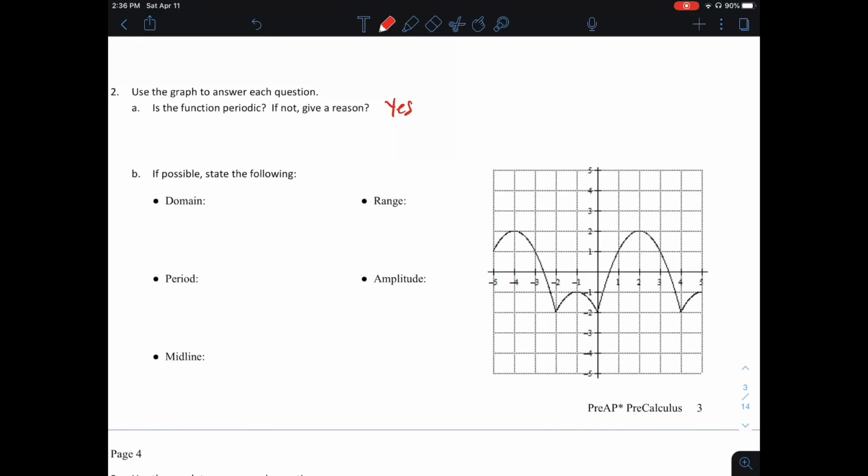What's the domain? This looks like it's going left and right forever with no points missing. It's continuous. So it's all real numbers, or we could say negative infinity to infinity. What is the range for this? It goes as low as -2, and it goes as high as +2, and it includes those numbers. So we say the range is -2 to 2 inclusive.